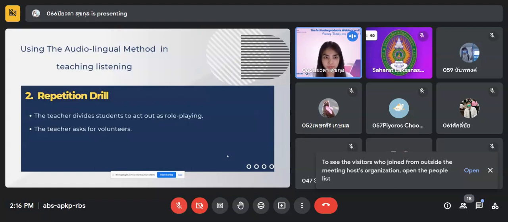And the next drill is the repetition drill. What is the repetition drill? The repetition drill is the practice stage that the teacher gives students after learning a dialogue, and then the teacher divides students into groups or pairs to act out and role play with each other. And then the teacher asks for volunteers to present in front of the class. It depends on the teacher's instruction.